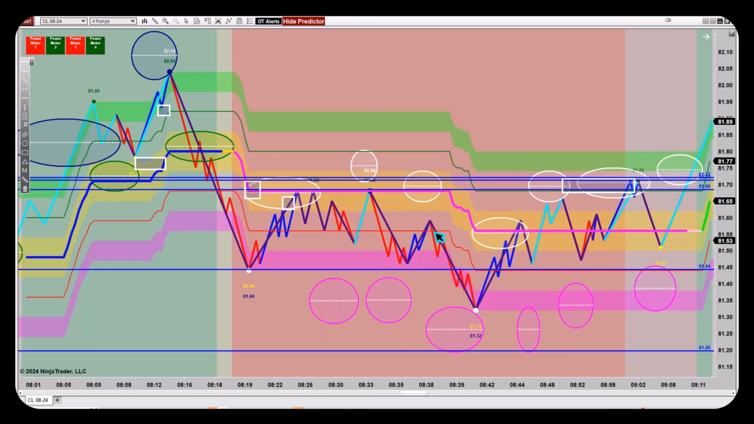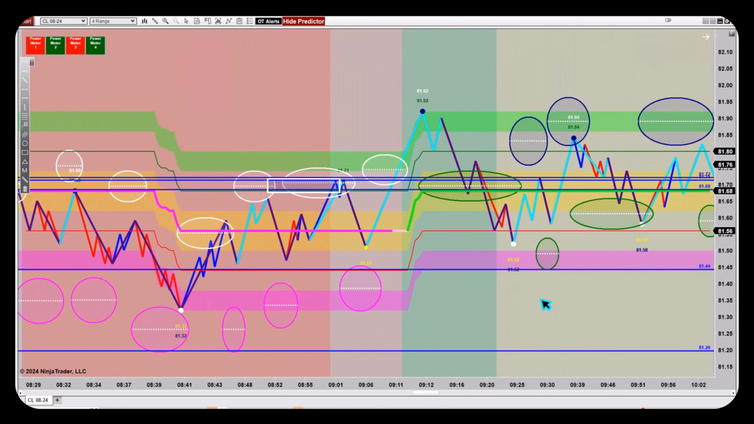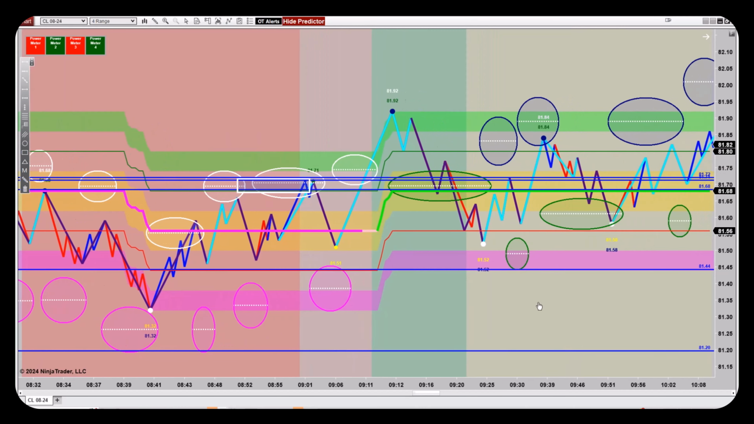Okay, we did a little bit more trend break today. Okay, this is looking for these trend changes as they happen. Okay, let's see, is that the inverted head and shoulders as well?